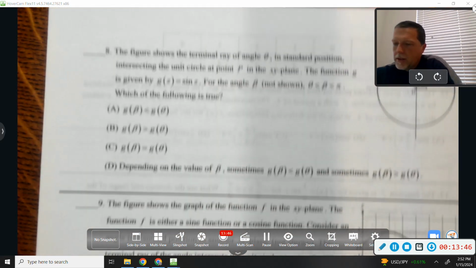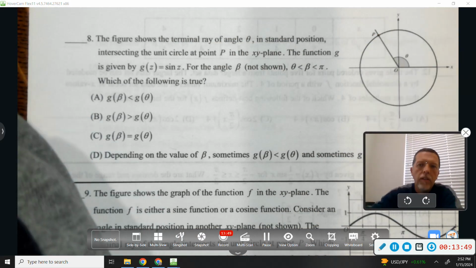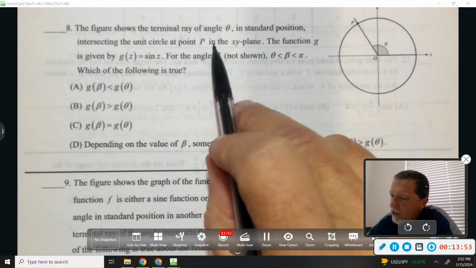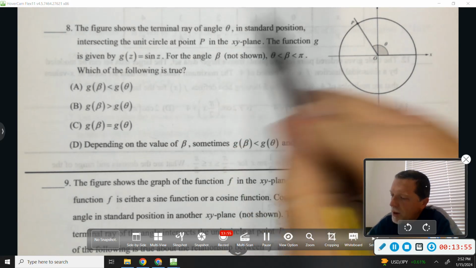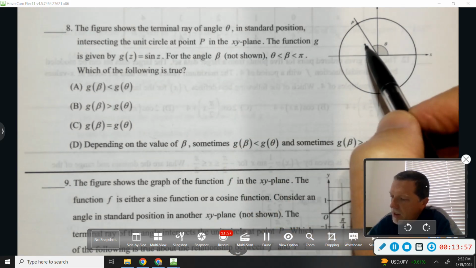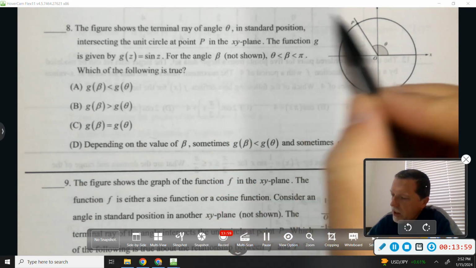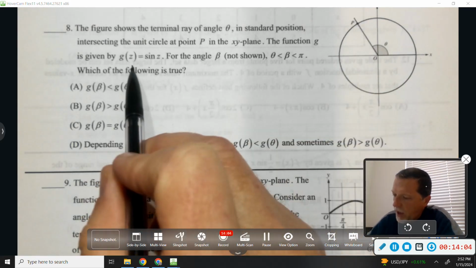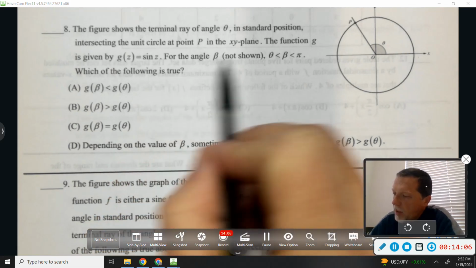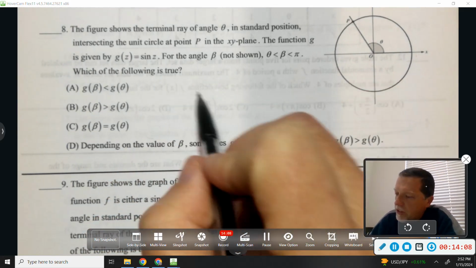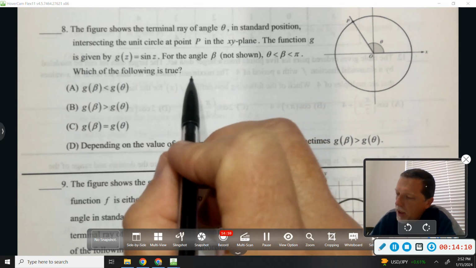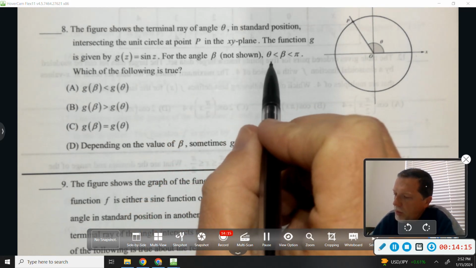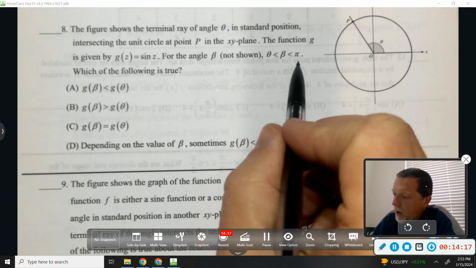Number 8. Alright, this looks like unit circle kind of things. The figure shows the terminal ray of angle theta, standard position, intersecting the circle at point P. The function g is given by sine of theta. It's like we're just also throwing all these letters in there to throw you off here. For the angle beta not shown, where beta is between theta and pi.